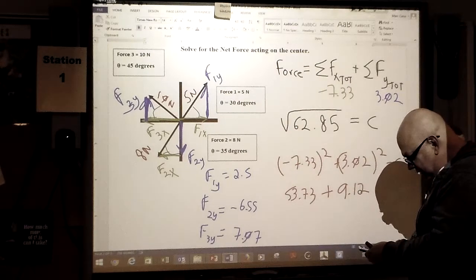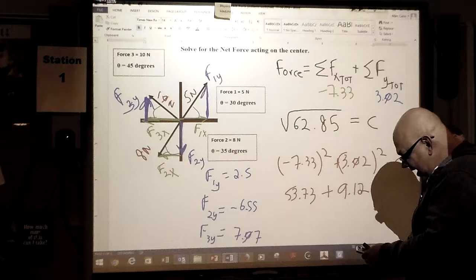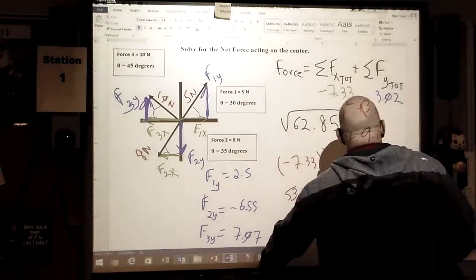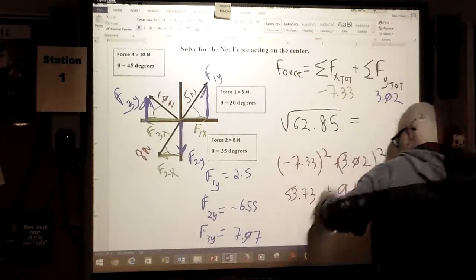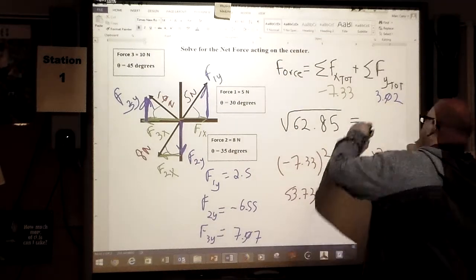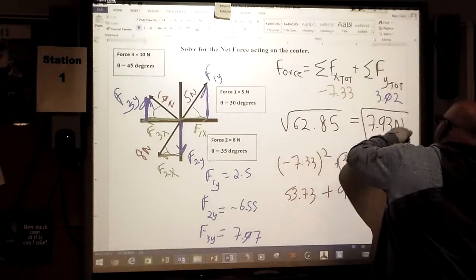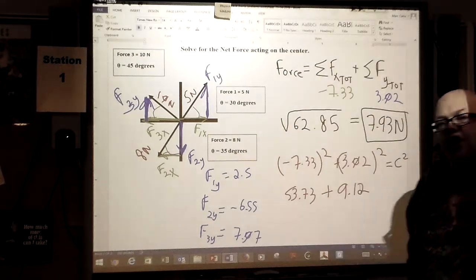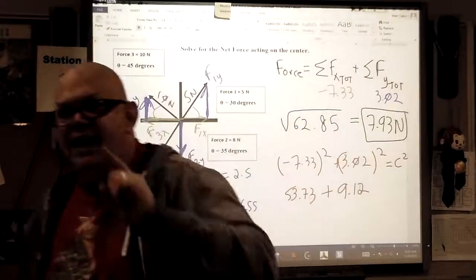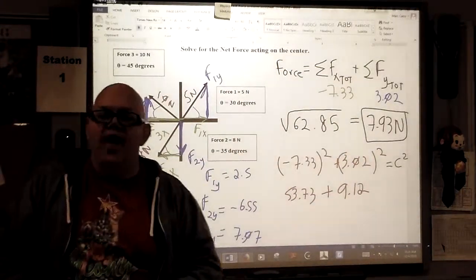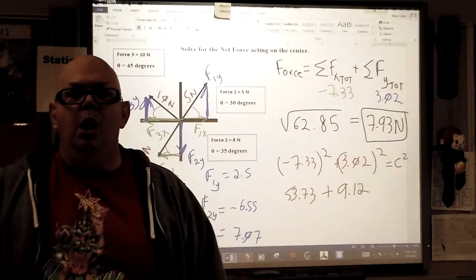Squee! I cannot imagine what it's going to be at this point. And our final answer, ladies and gentlemen, because it was predestined, and you held on this long, it's 7.93 newtons. That is, ladies and gentlemen, the net force that is acting on that center, doing all that work.